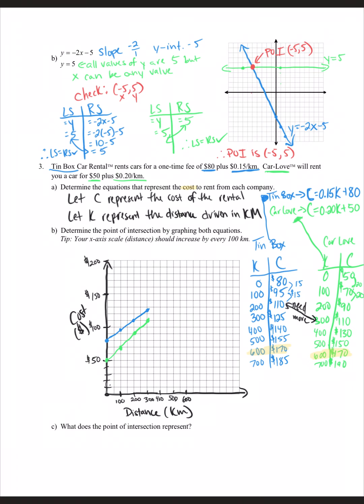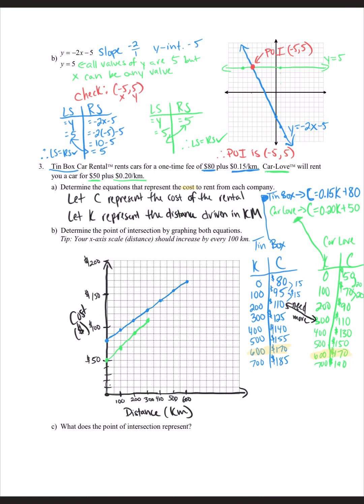So for Tin Box, we were up to 300 kilometers. At 400 kilometers, we're going to be at $140. Be right there. Oops, that's a highlighter. I need a marker. Okay. And then at 500, we're at 155. And at 600, we are at 170. Okay, so I'll just extend those lines, and we'll do the same thing with Car Love.